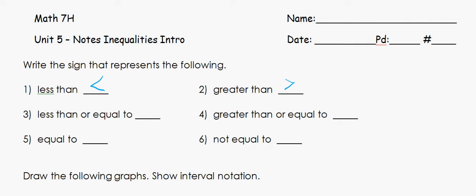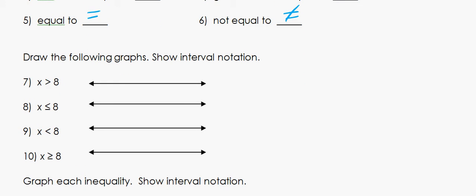The less than or equal to symbol is an inequality symbol that has a little bar underneath it, meaning that the value can actually be the same as well. The greater than or equal to symbol also has a little bar underneath it. The equal to symbol is the regular equal sign, and not equal to is an equal sign with a diagonal slash going through it. When we're talking about inequality statements, that means there's a range of answers that are possible.